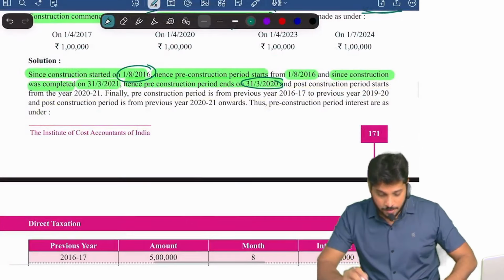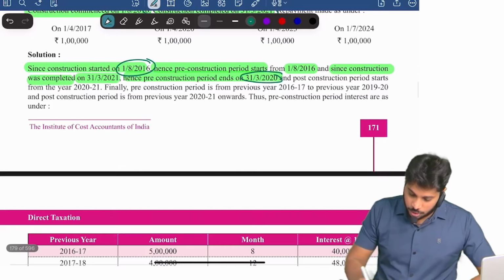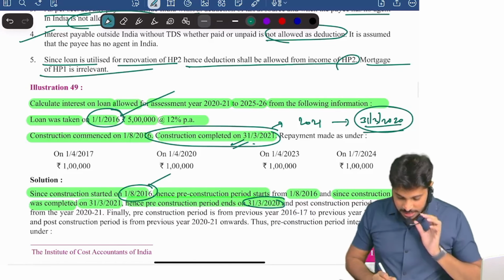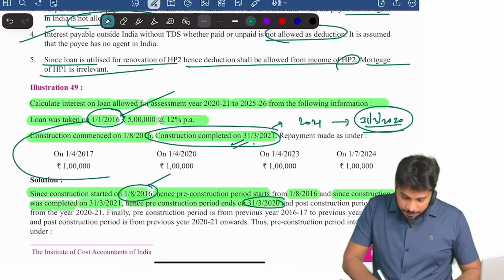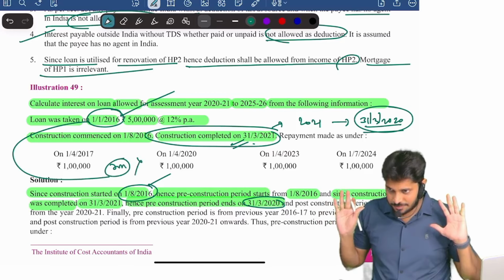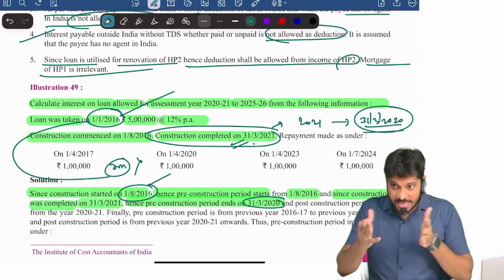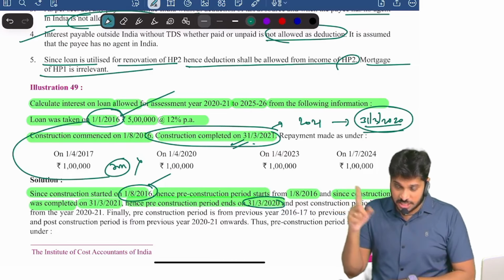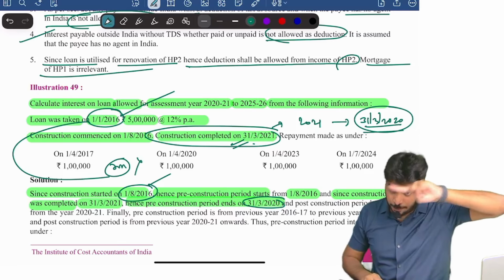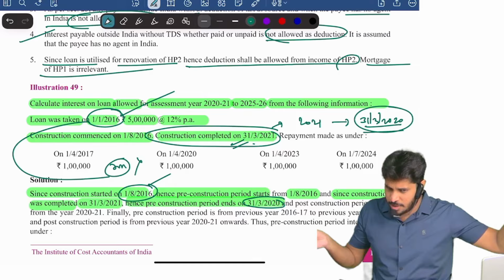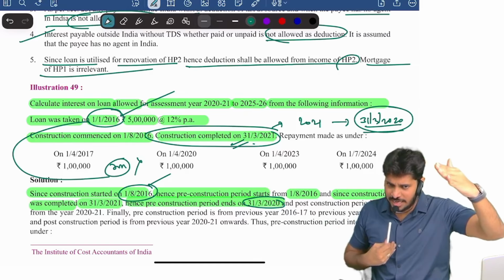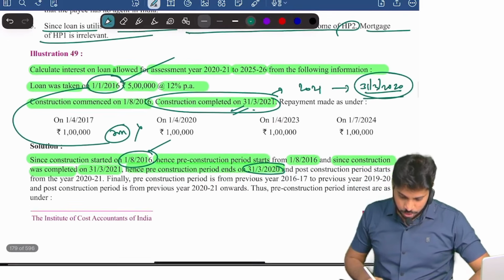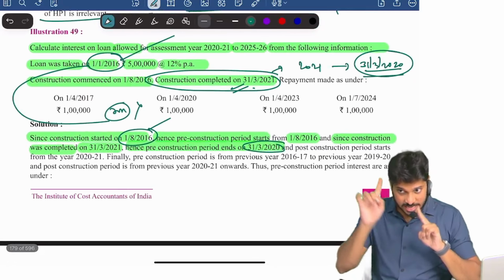You know what they did? Since the loan borrowing date is 1st January, whereas construction started on 1st August, this approximately 7 months of interest, they ignored it. As per the explanation, they never say from which date you should calculate interest, but they indirectly gave a hint: before the year of construction, before the year of purchase, any interest payable on the loan borrowed, they said. Any interest payable means what? I will have to pay interest from the borrowing date. Are you clear? Yes or no? So the loan was taken, so technically 1st January is correct as per the Act.